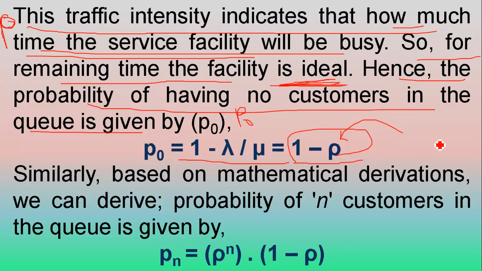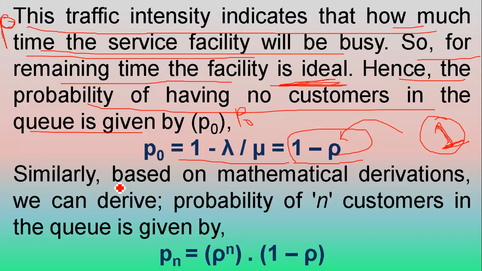You know that the total of any probability will be 1 only, right? That's why we are subtracting this from 1. The total of all the probabilities will always be 1, so we subtract from 1 minus rho. So 1 minus rho is the probability of having no customers in the queue.